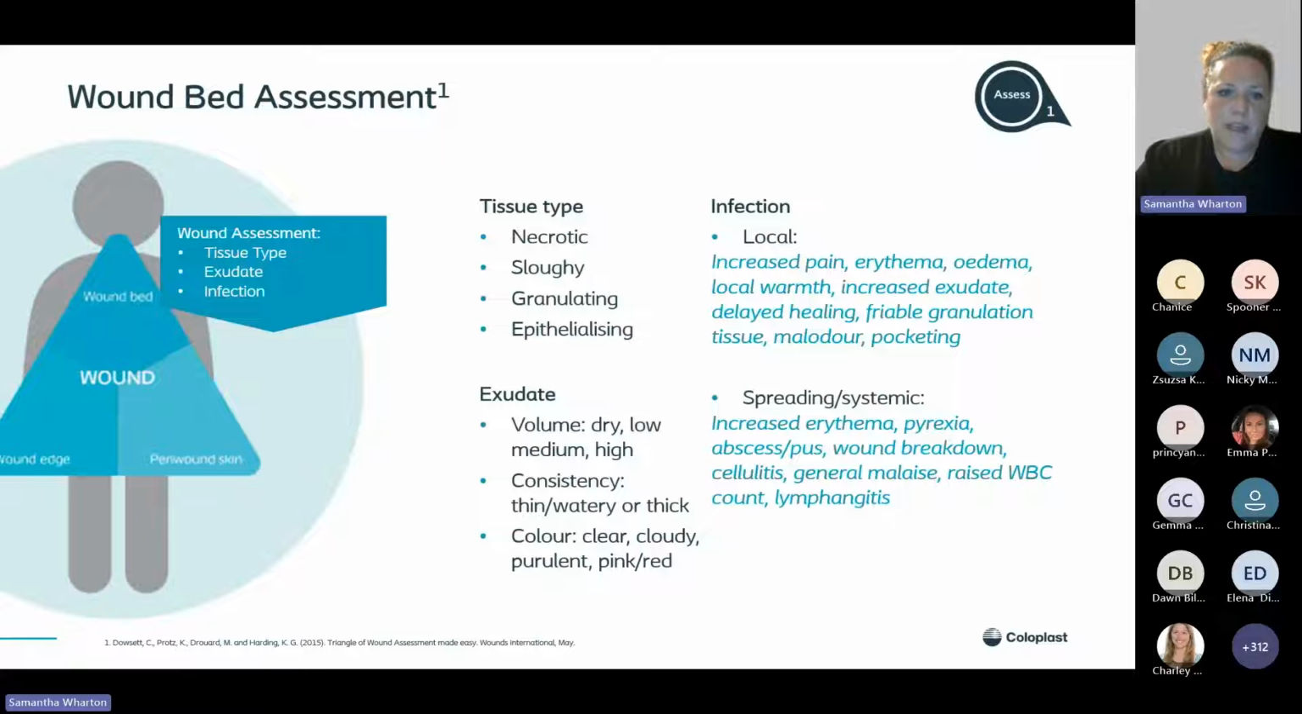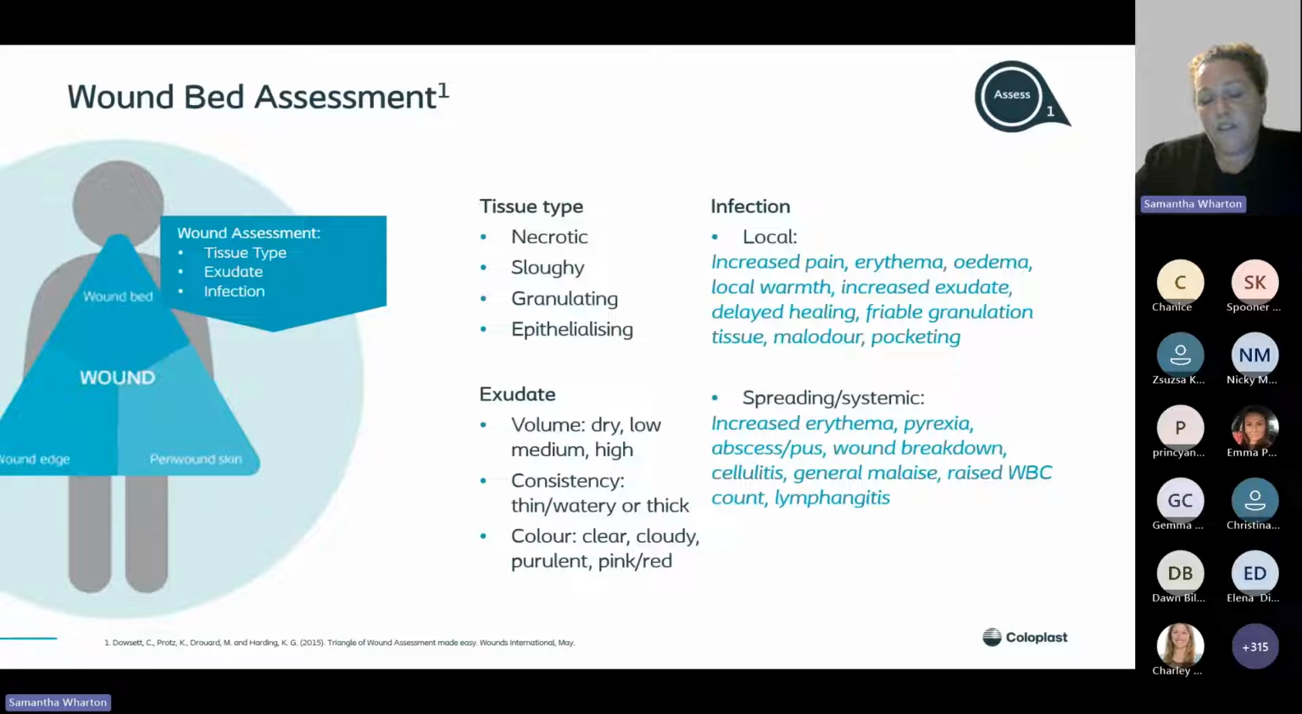So when we're looking at the wound bed, we're looking at the tissue type, the exudate, and any signs of infection. So tissue type: necrotic, sloughy, granulating, epithelializing. Exudate, again, like I say, it tells you so much about that wound. Is the volume low, medium, high? Is the exudate contained within the dressing, or is it actually breaking down the peri-wound skin because it's sitting on that edge of the wound? What's the consistency? Is it very thin and watery, or is it thick and purulent? What colour is it? All these indicate and give you clues as to what's going on within that wound bed.